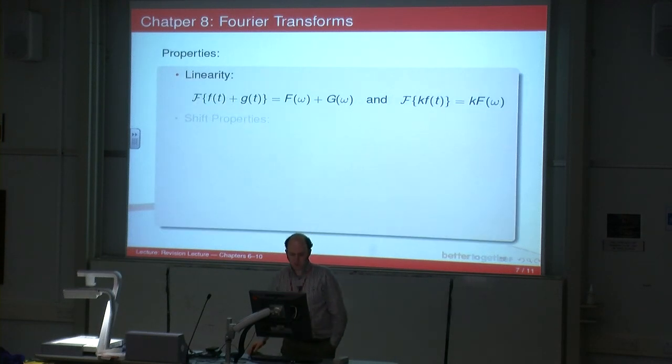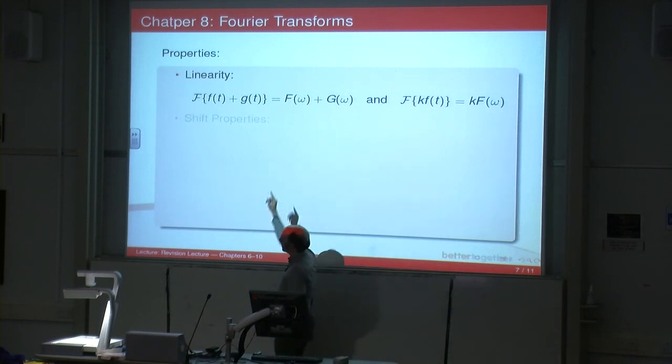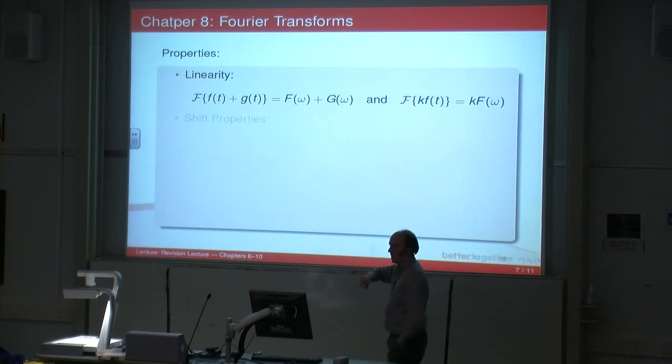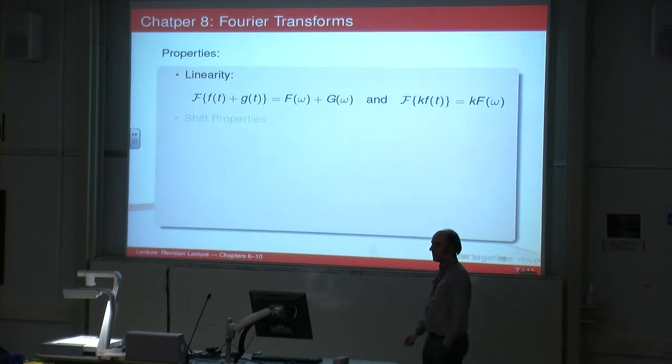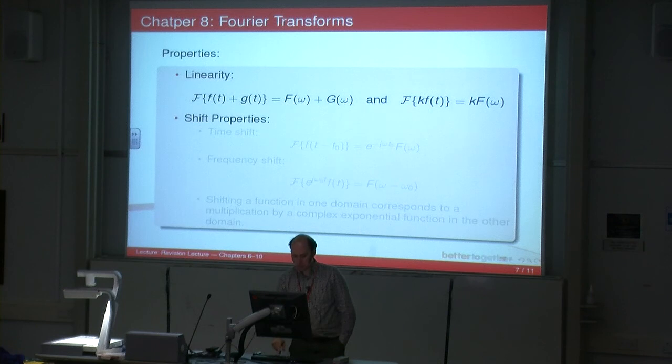There are some properties to be aware of. Linearity: if you've got the Fourier transform of two functions added together, that's the same thing as taking the Fourier transform of one and adding on the Fourier transform of the other. The other point is that if you multiply a function by a constant, you can take the Fourier transform of the function and then multiply it by the constant, and you get the same thing. That's linearity.